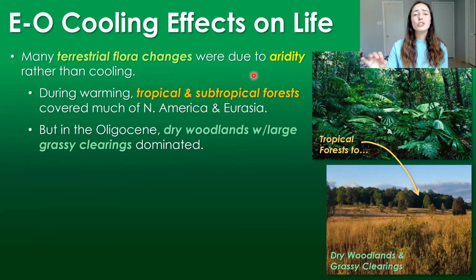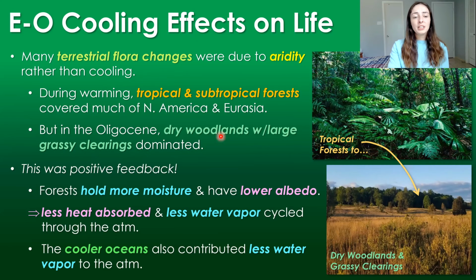But there were major terrestrial changes too, including major terrestrial flora changes due to not just the cooling. In fact, it was more so due to the aridity, the increase in dryness, than it was the cooling. Because like I mentioned, during the warming events, tropical and subtropical forests were all the rage. They were covering everything. Most of North America and Eurasia were covered in tropical forests. So without moisture, when it became dry, what are those forests to do? Well, during the Oligocene, dry woodlands with large grassy clearings dominated.